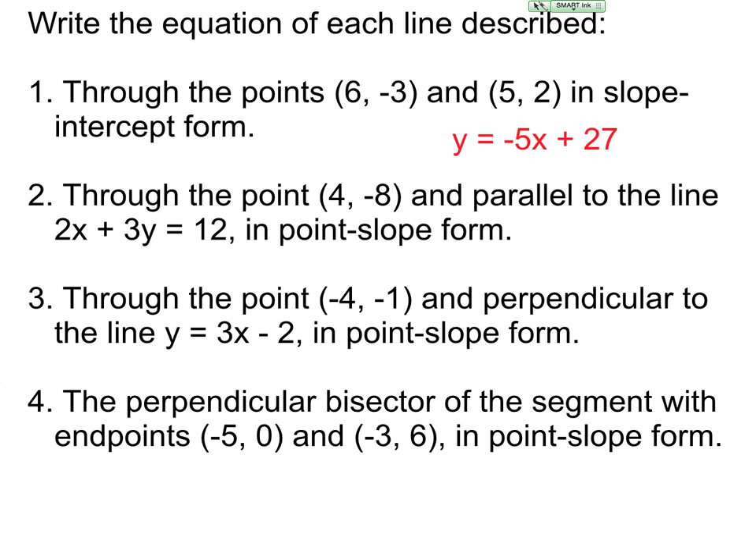First one was y equals negative 5x plus 27. Okay, second one. Through the point 4, negative 8 and parallel to that line. Remember, you need to come up with a point and a slope, and I'm even going to let you keep that one in point-slope form, it says. Figuring out the slope to use. Keep the same slope or do you change it?